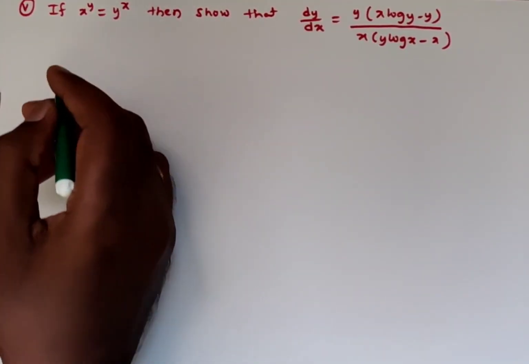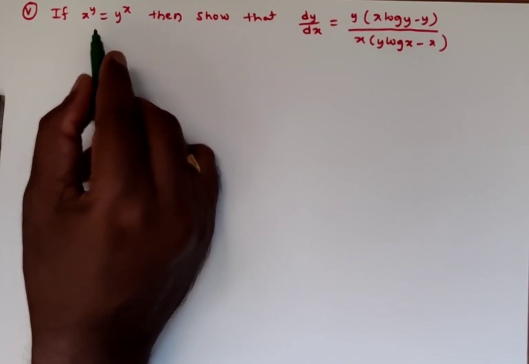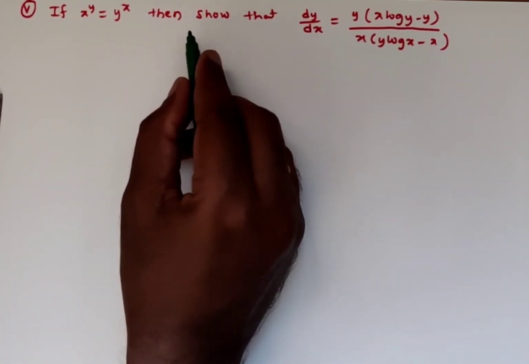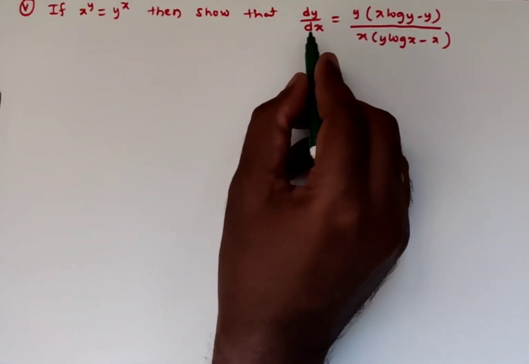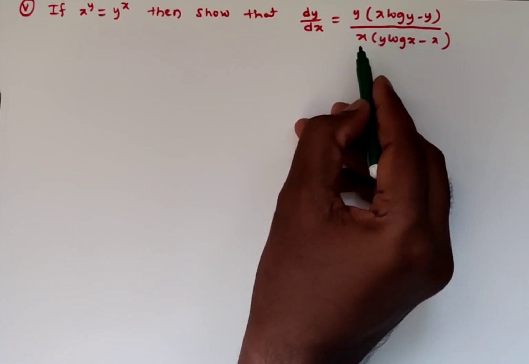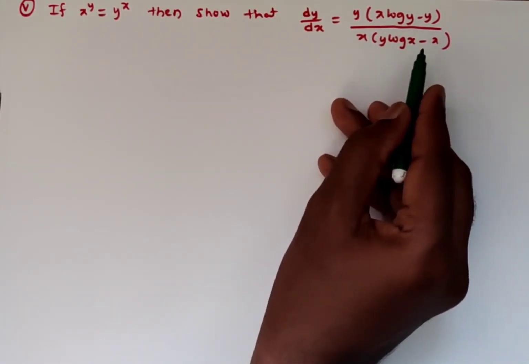Then, from the same, fifth problem: if x to the power of y equals y to the power of x, then show that dy by dx equals y times (x log y minus y) divided by x times (y log y minus x).